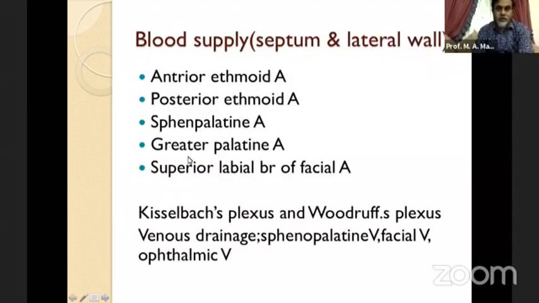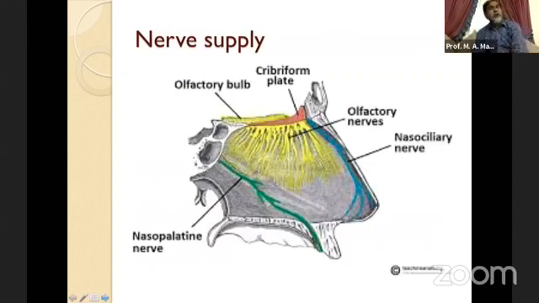So this is the blood supply we discussed. What about the nerve supply of the nose? It is also the septum and lateral wall. Again, the branches from the ophthalmic division: the anterior and posterior ethmoid nerves, similar to the arteries' names. This is the nasociliary nerve, or you can say the anterior ethmoid nerve and posterior ethmoid nerve as well.